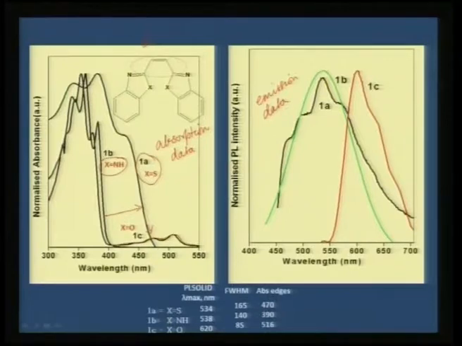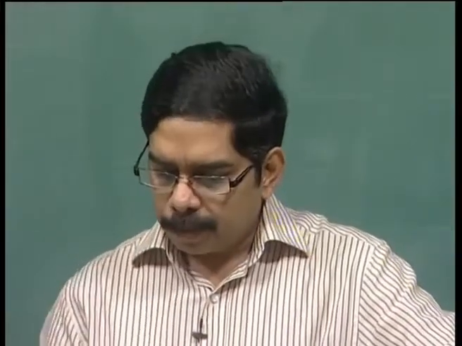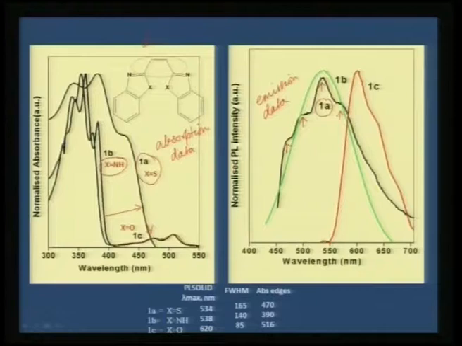So what is the implication on the emission data? If you look at the emission, you can very clearly see that this 1A molecule has a fine structure, an emission structure which is more resolved, and you see several satellite features coming along with a peak maxima which is coming at 550. Now compared to that, if you look at 1B molecule, which is nothing but your imidazole, imidazole gives a broad emission peak, and 1C compound, which is oxazole, is clearly redshifted.